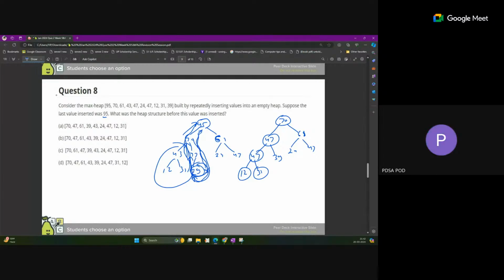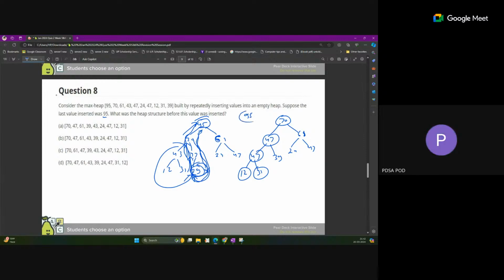Not replacing, I'm shifting the nodes. Shifting. So actually, this is 1 second. This path is 95, 70, 47, 39. Because if this 95 was the last inserted node, that means the position of the insertion is at this place, 39. Correct. Okay, so now let's repeat the same process.